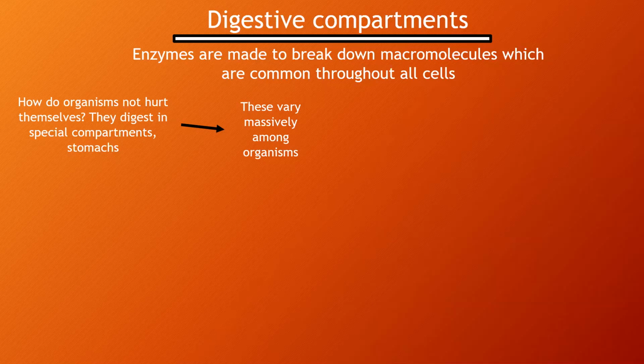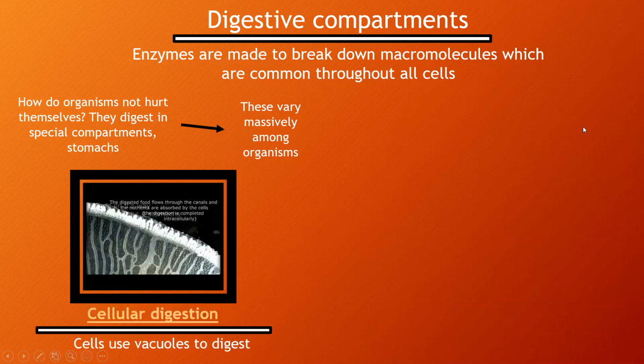And so these digestive compartments are going to be creating their own mini homeostasis, their own mini environments to help break things down. And so depending on our diets, these compartments will vary greatly amongst organisms. And so the first one I'm going to show you is the idea of cellular digestion, or these organisms that are extremely small and thin.